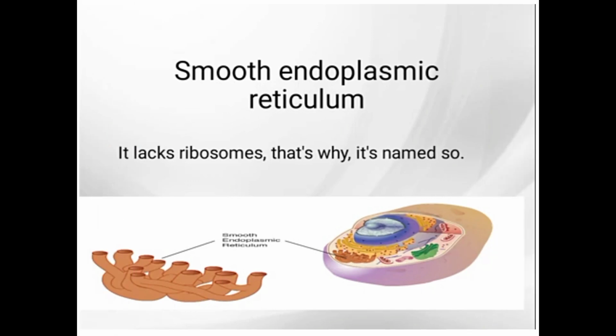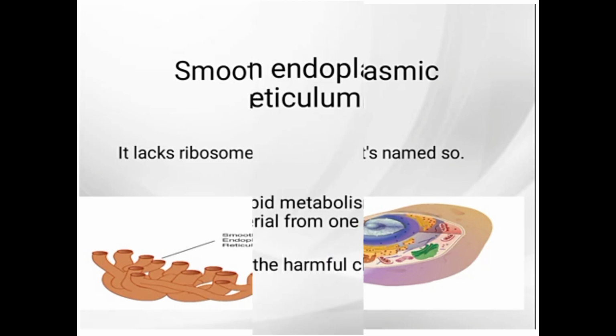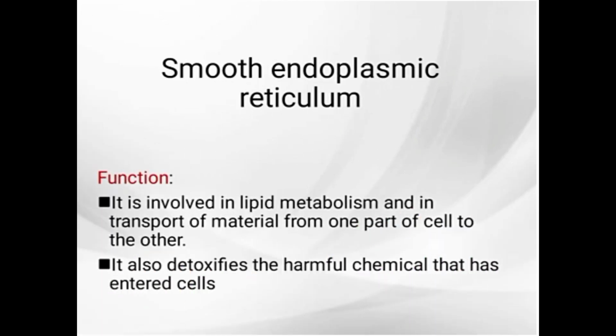Smooth endoplasmic reticulum: its surface is smooth because it doesn't contain ribosomes. That's why it's named so. It is involved in lipid metabolism and transport of material from one part of the cell to the other. Smooth endoplasmic reticulum also detoxifies the harmful chemicals that have entered the cell.